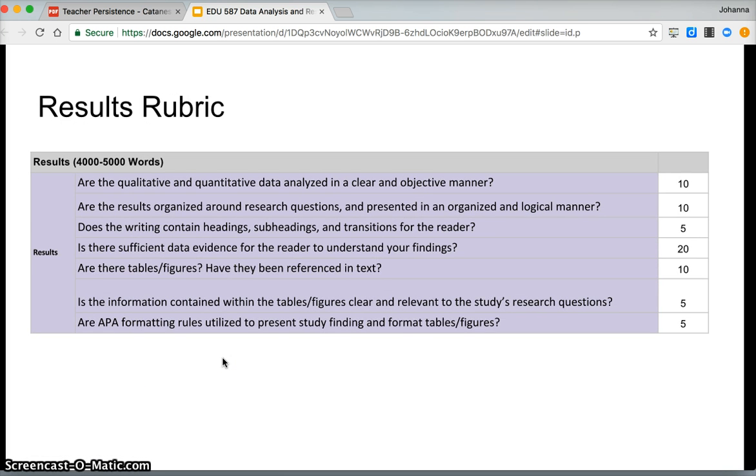So you may want to take a look at the results rubric and use that to guide. The biggest piece here is, is there sufficient data evidence for the reader to understand your findings? And then the other part of this is, have you made sense of it in a way that the reader can digest, both through the use of tables and figures, and also in the organization and logic of the writing.